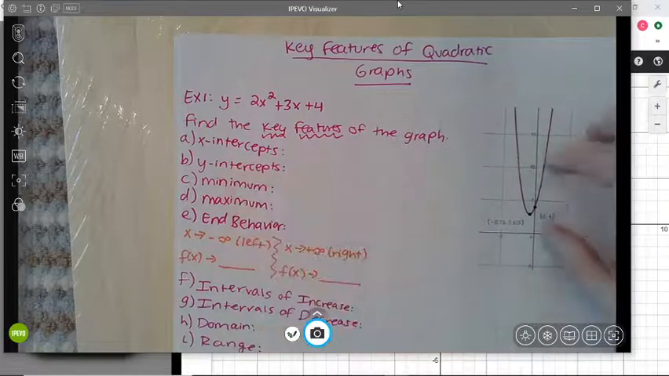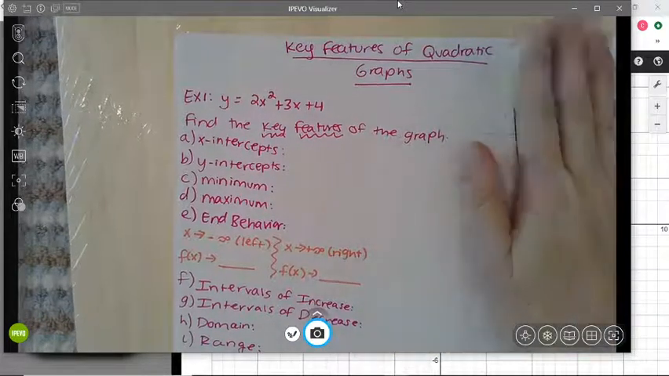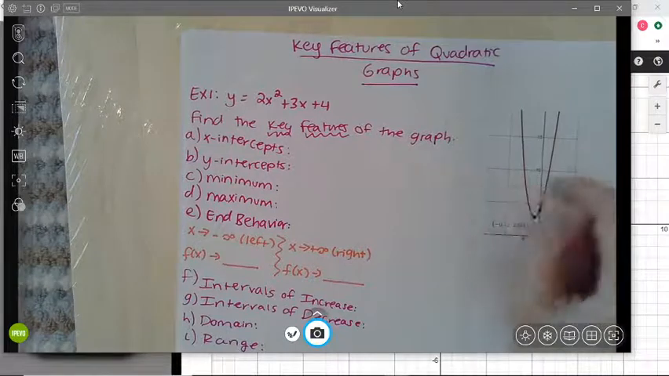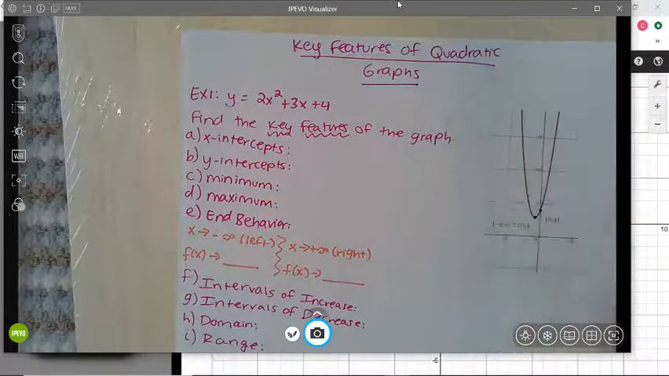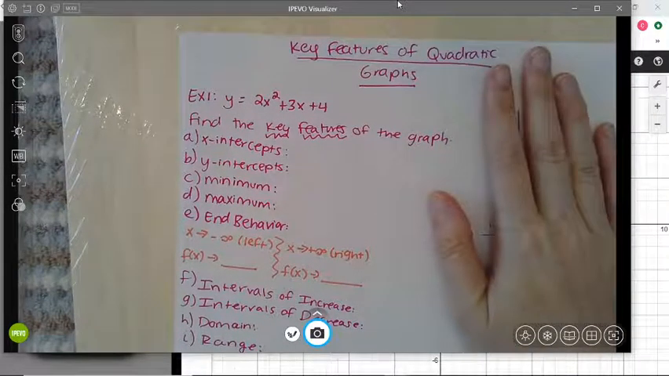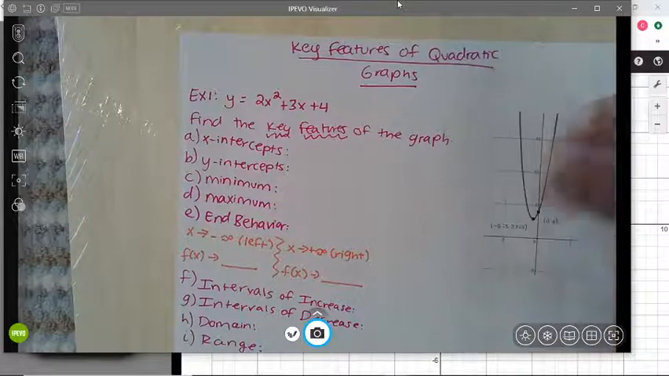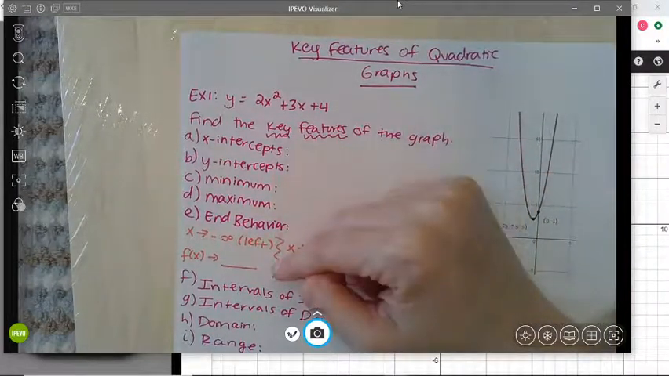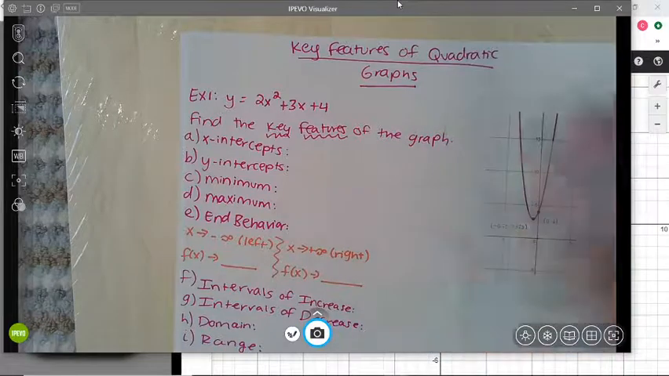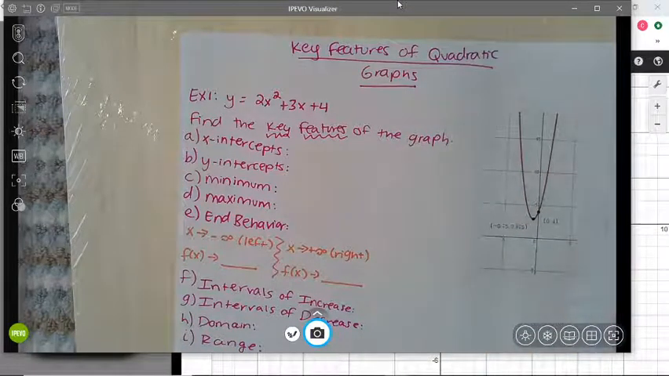Okay, so here's your graph, you guys. Again, try not to look at it, but I will be labeling things on the graph. So this is what the graph is going to look like. I know I ruined the surprise. Sorry, you guys. Anyway, so we're going to identify these key features about the graph, but we're going to practice this using your graphing calculator. Okay, well, let's get started.